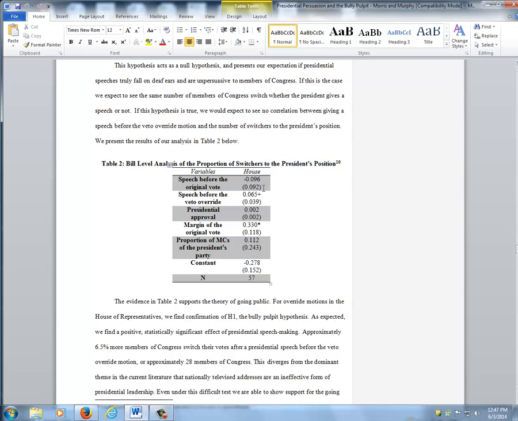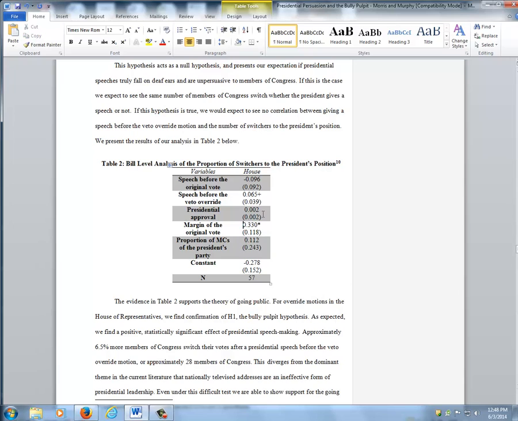If it's negative, so if this number was negative right here, just put a negative sign in. Uh-oh, it's negative now. That means it has a negative correlation. What that means is as X goes up, as the margin of the original vote goes up, the proportion of switchers to the president's position goes down. They go in opposite directions. So as the margin of the original vote goes up, the proportion of switchers goes down if that number is negative.